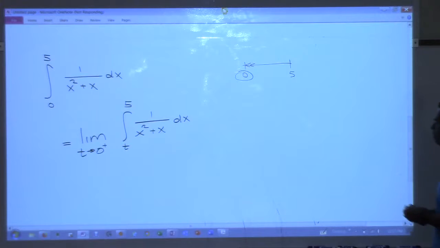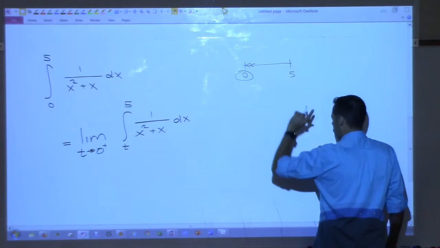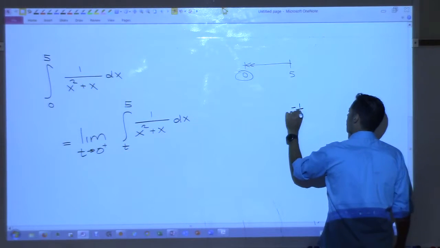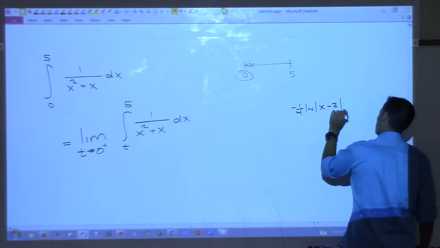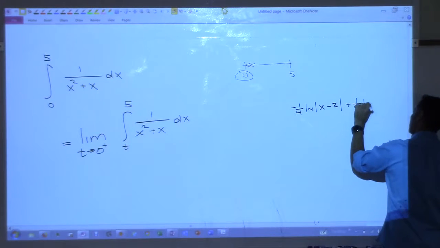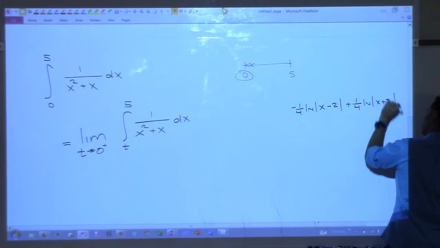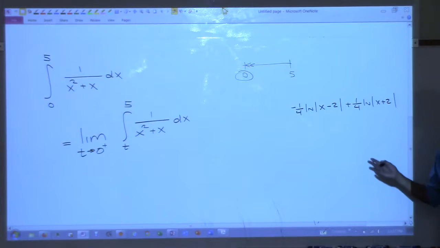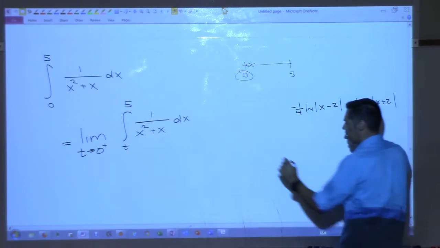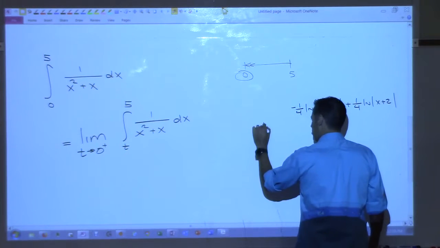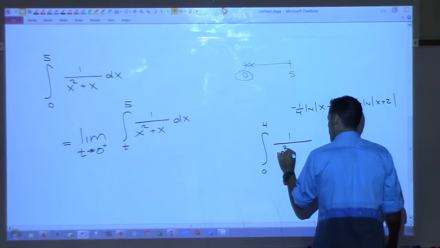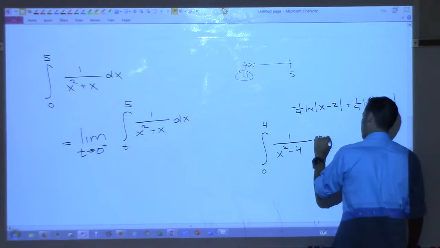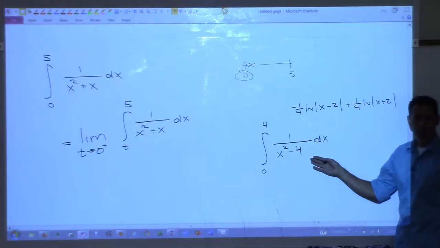on the previous problem, didn't we, the antiderivative was 1/4 natural log of x minus 2, correct me if I'm wrong, over x plus 2? Something like that? Okay, so remember the problem we did previously was the integral from 0 to 4 of 1 over, was it x squared minus 4 or 4 minus x squared? It was x squared minus 4 dx. That was the original problem, right?